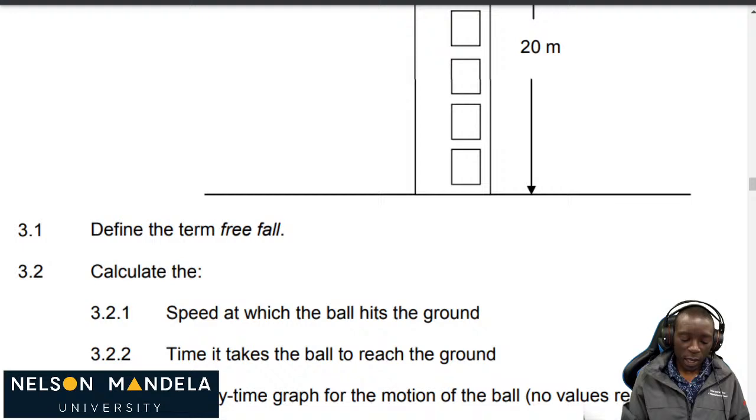This displacement of 20 meters, we have already chosen the downward direction as positive. The downward direction is positive. So this distance will be positive 20, which means already you'd expect a positive velocity there.